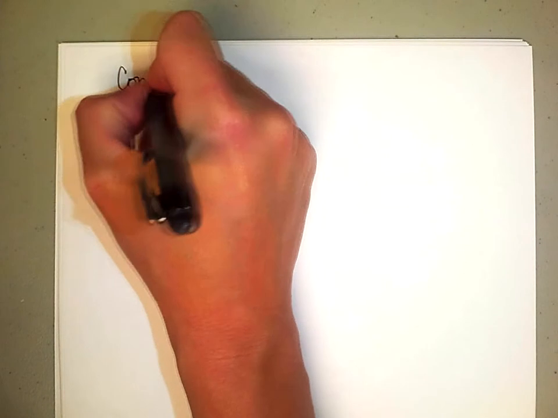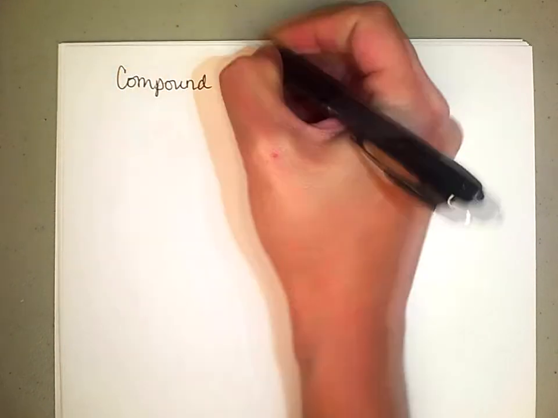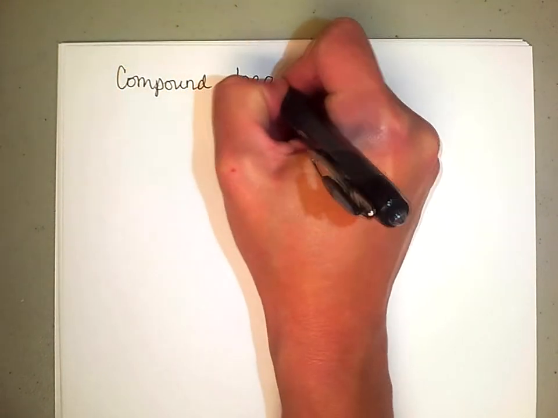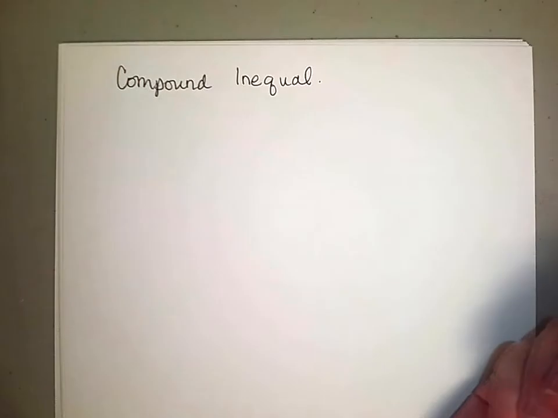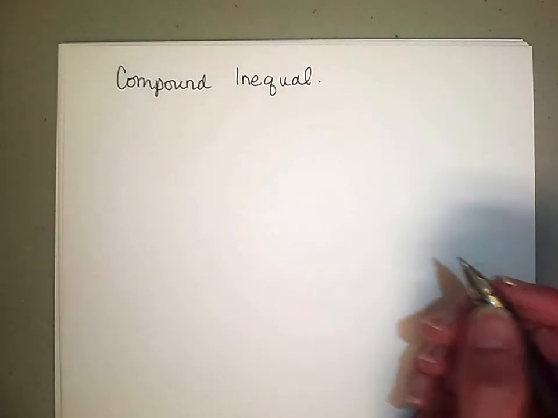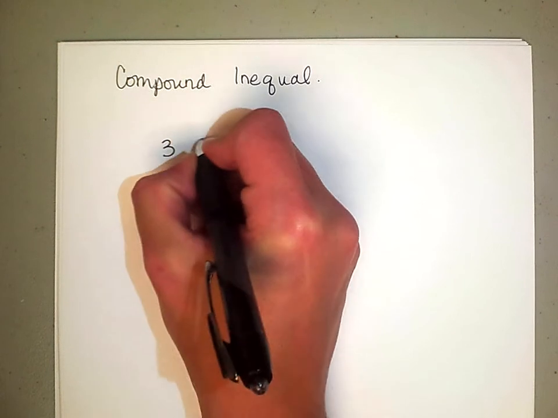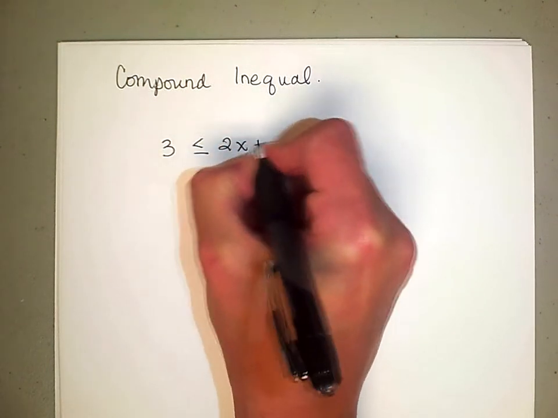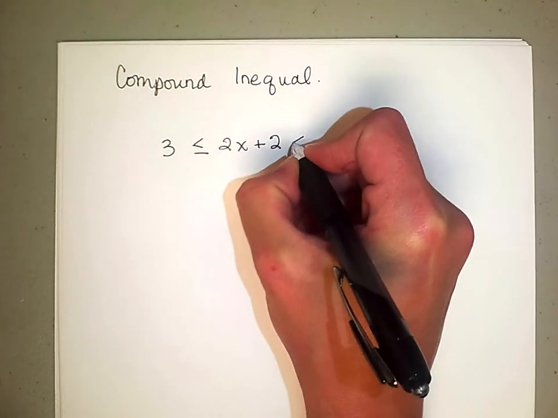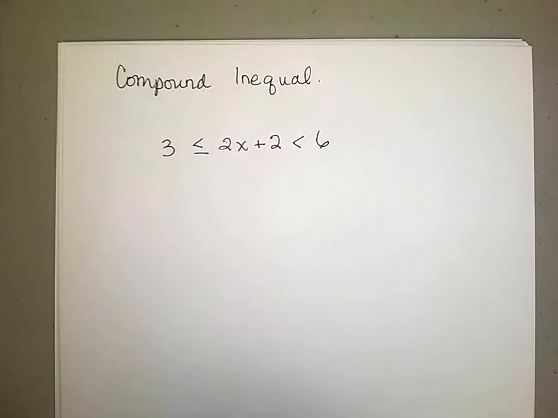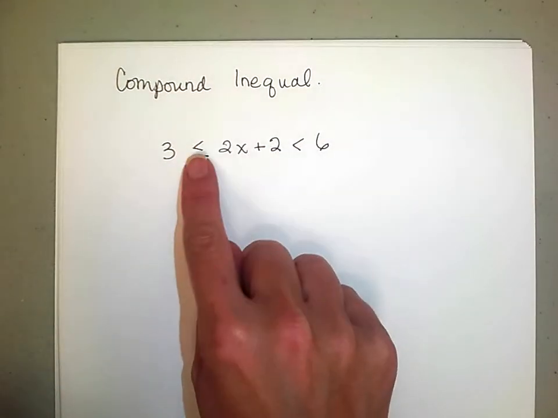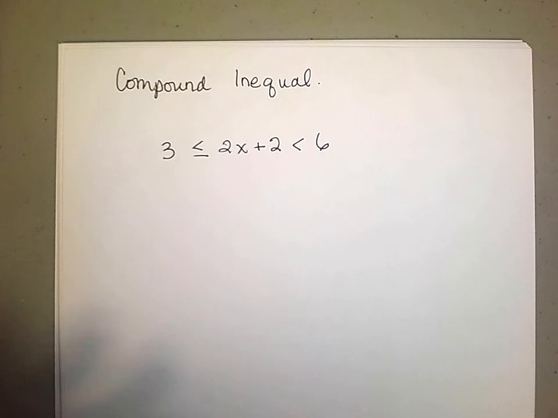We can also talk about compound inequalities. So what that means is we have multiple inequality symbols. So for example, if we had 3 less than or equal to 2x plus 2, and that would be less than 6. So this is actually a compound inequality. I just have 2 symbols to deal with. Okay. But we can solve across all 3.